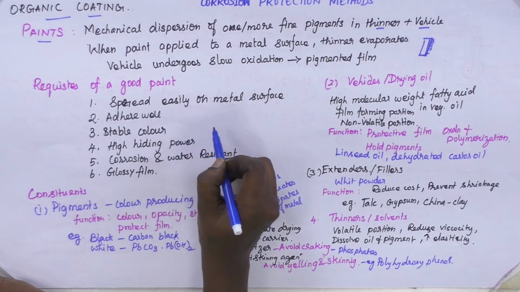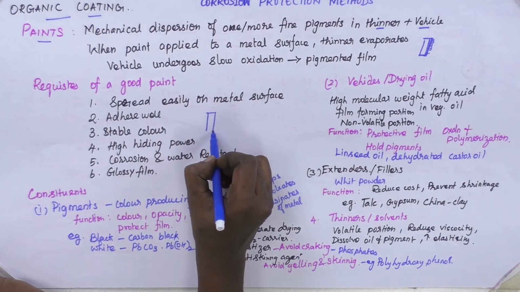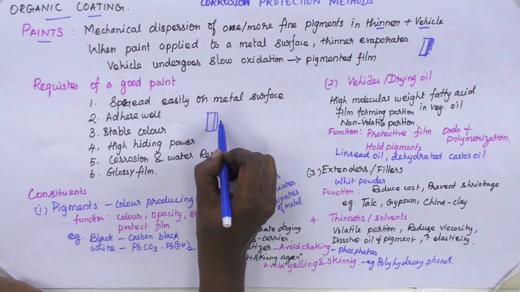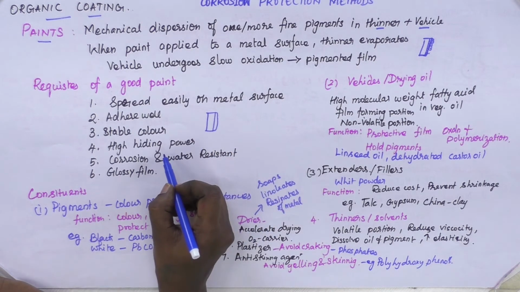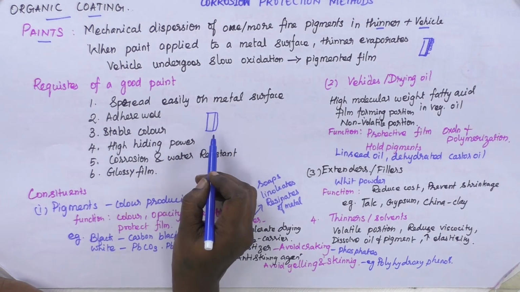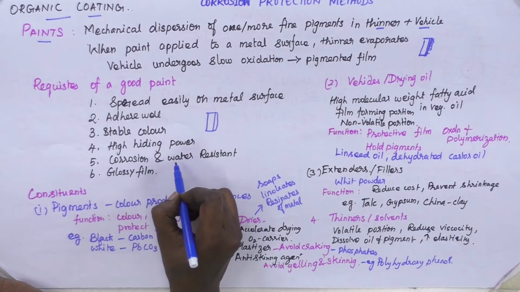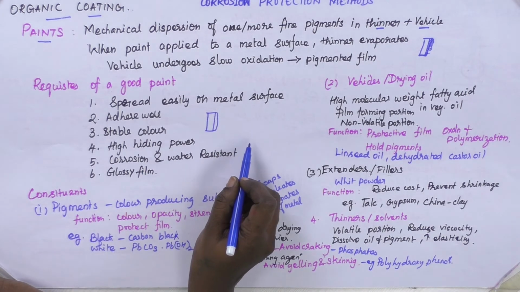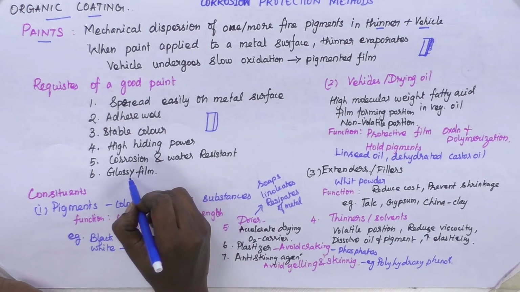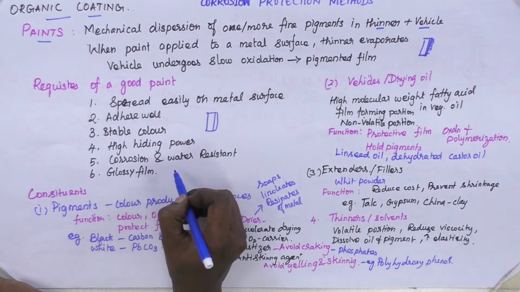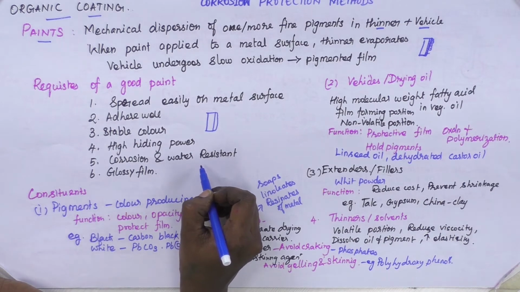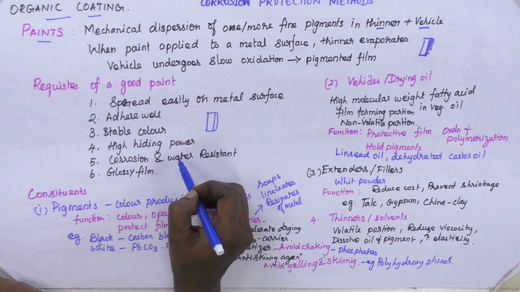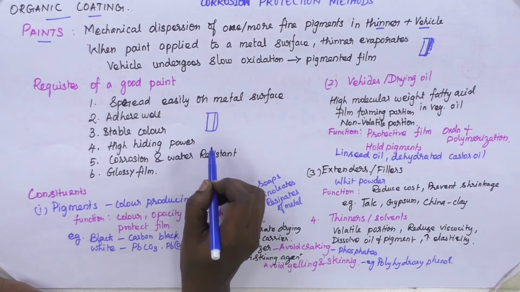Hiding power means covering capacity. So the paint should cover all the area of the metal surface without any blank spots. The purpose of painting is to avoid corrosion and water; it makes the surface water resistant and protects your material. It also gives a glassy film surface, which gives a good appearance. So these things are the requirements for a paint to be considered a good paint.